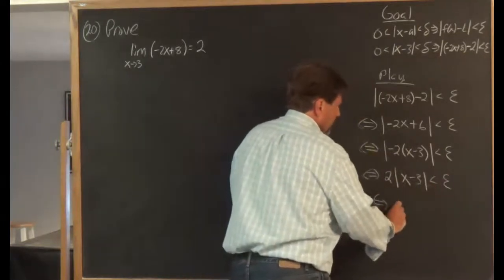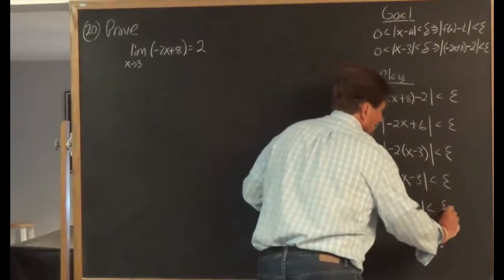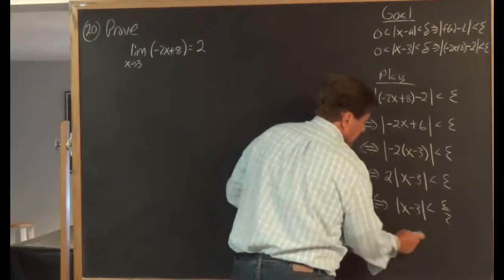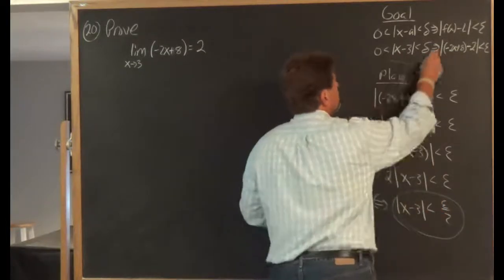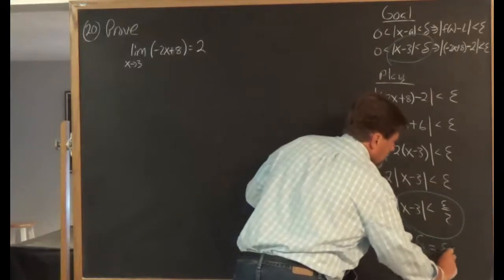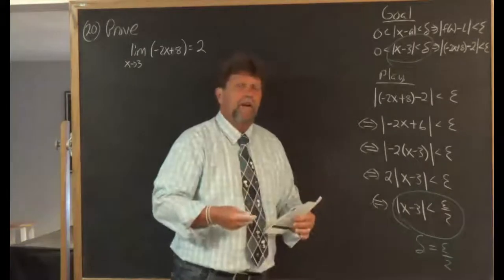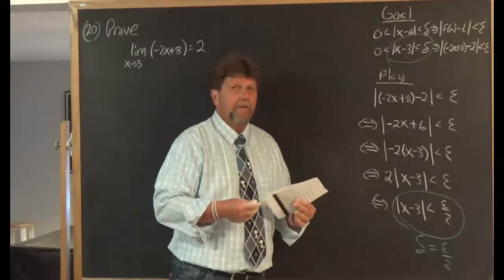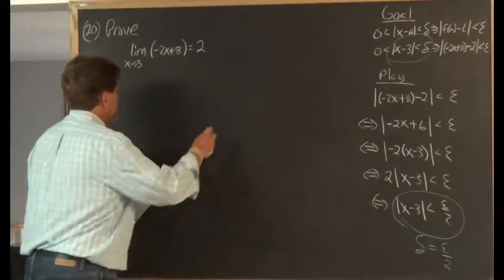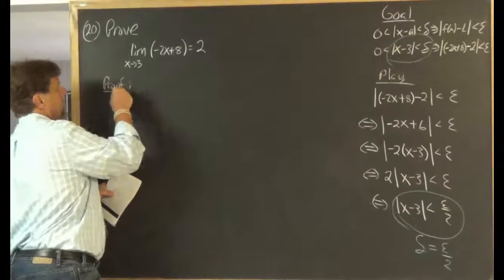Divide both sides by 2. And it looks like, just comparing this to this, delta is equal to epsilon over 2, which was the same delta we had in our example. Please do not believe that every delta is epsilon over 2. It just happens to be a coincidence. So here we go. Now we write down the proof.